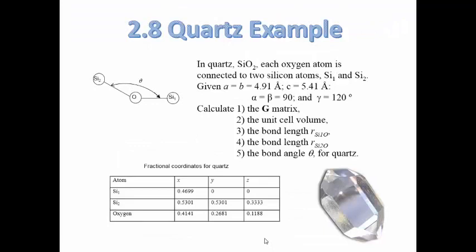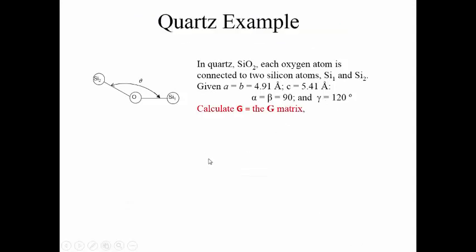Now we're going to give you an explicit example for quartz. You're going to need this because you have to do this for your own crystal. So here's our very pretty transparent quartz crystal. And the actual unit cell for quartz has A equal B equal 4.91 angstroms and C equal 5.41. Alpha and beta are 90 degrees and gamma is 120. And here are the fractional coordinates.